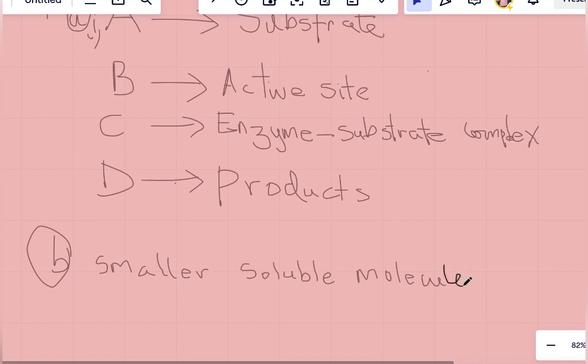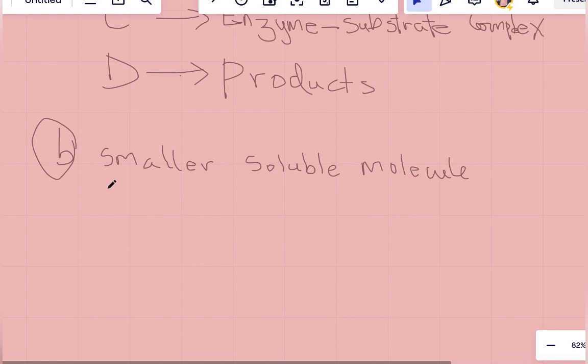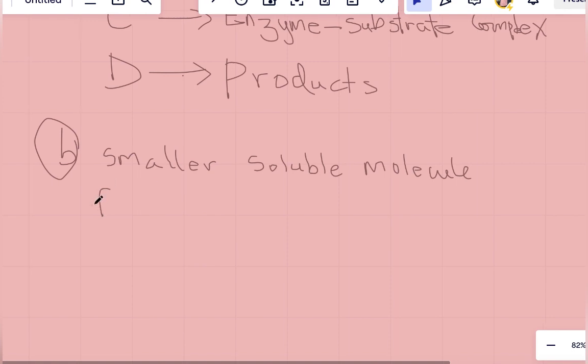So you can just say it helps us to obtain smaller soluble molecules. But because it's 2 marks, this point is not enough for you to get the 2 marks. So we must now talk about absorption. We say chemical digestion helps with the absorption of the soluble molecules. You can say it facilitates the absorption of the digested food.